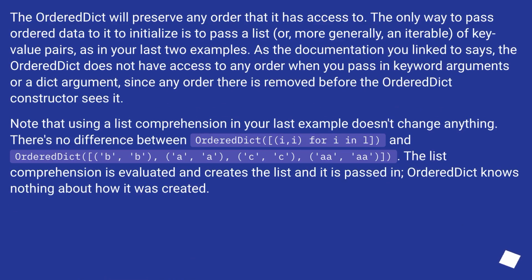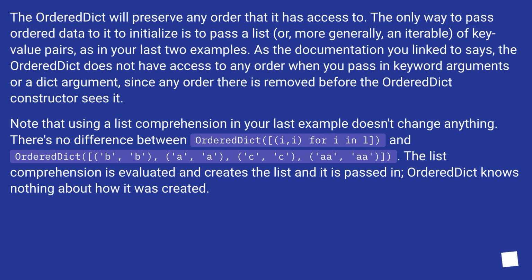The OrderedDict will preserve any order that it has access to. The only way to pass ordered data to it to initialize is to pass a list, or generally an iterable, of key-value pairs, as in your last two examples. As the documentation you linked to says, the OrderedDict does not have access to any order when you pass in keyword arguments or a dict argument, since any order there is removed before the OrderedDict constructor sees it.